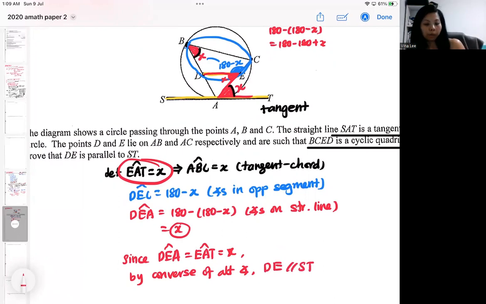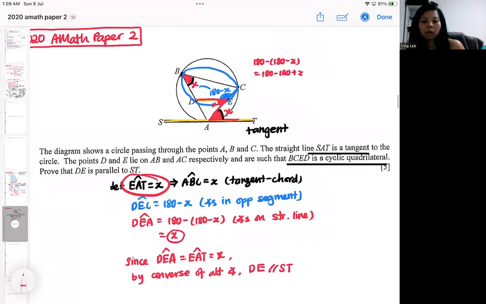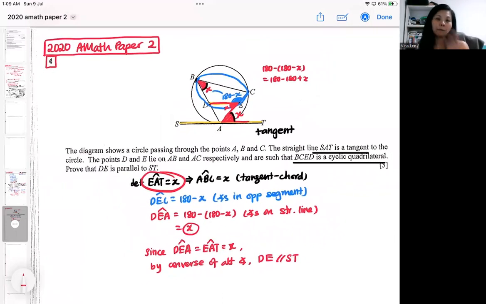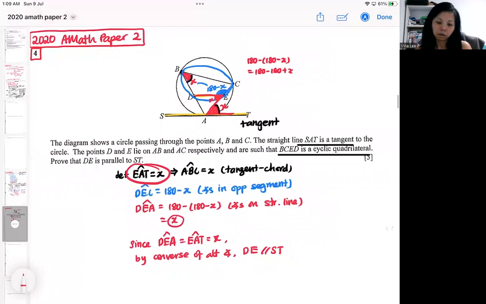So that is the algebra approach. If you are using the algebra approach for angles, make sure that every algebra is accounted for by some property. Even though it's 5 marks, actually the working is not very tedious. It's not as tedious as differentiation or integration.